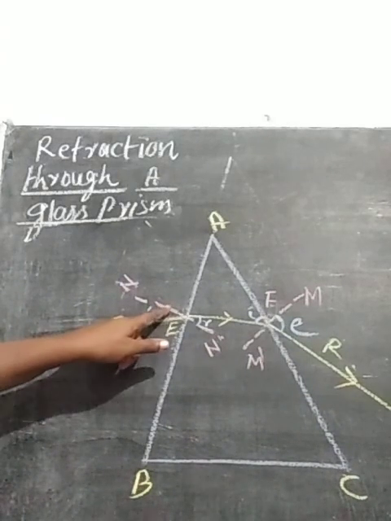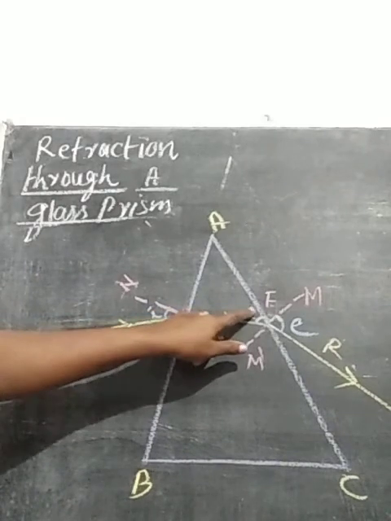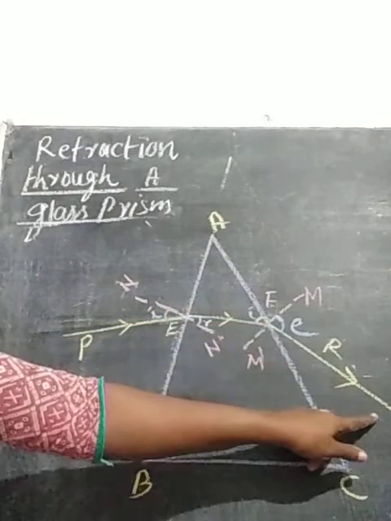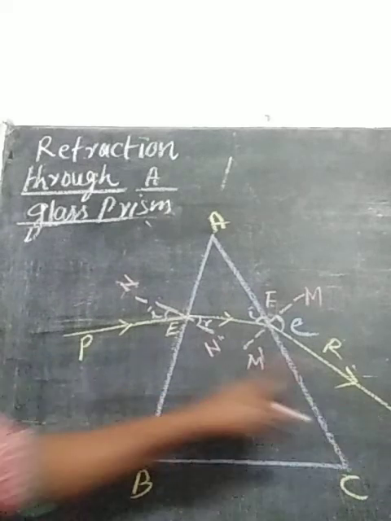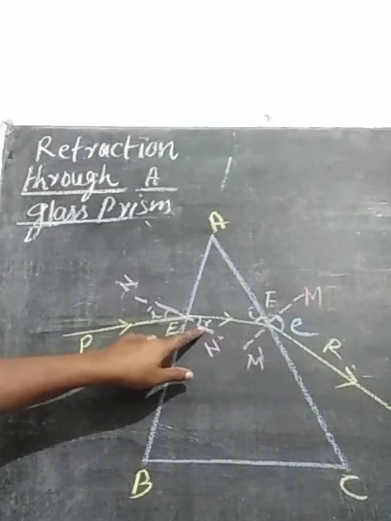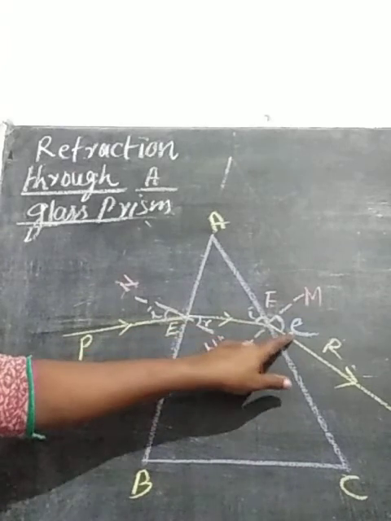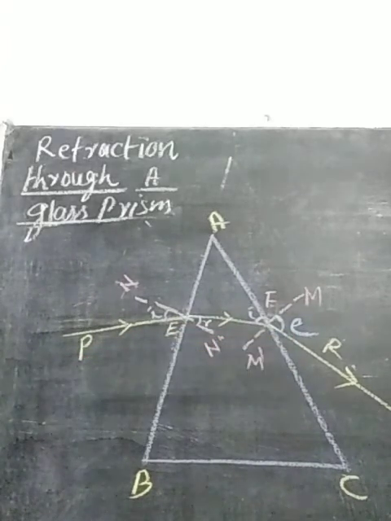Let me read all the things again. PE is the incident ray, EF is the refracted ray, FS is the emergent ray, angle I is the angle of incidence, angle R is the angle of refraction, then angle E is the angle of emergence, and we have to mark one more angle. That is the angle between the direction of the incident ray and the emergent ray.